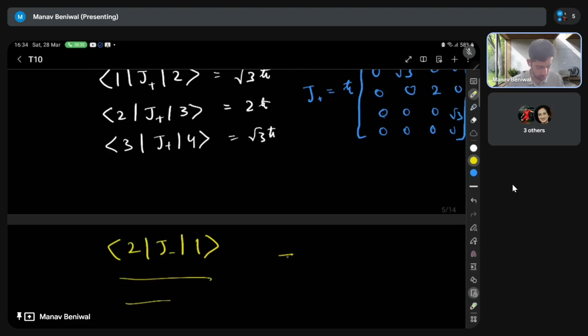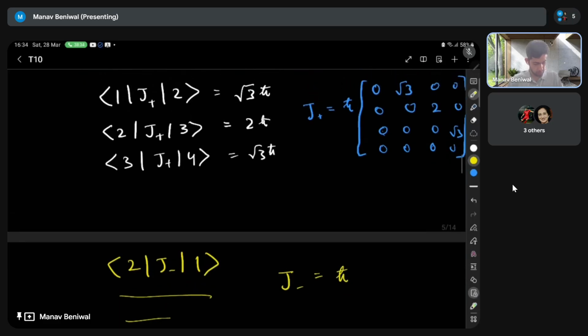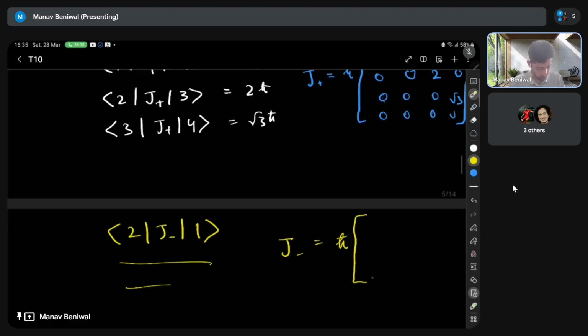So essentially for j minus, we'll get a similar matrix. So instead of 1, 2, the non-zero elements now will be at 2, 1. So here root 3, and this is all 0. This is all 0, this is 0, and now 2 will be here. This is all 0, and then we'll have root 3 here and 0.